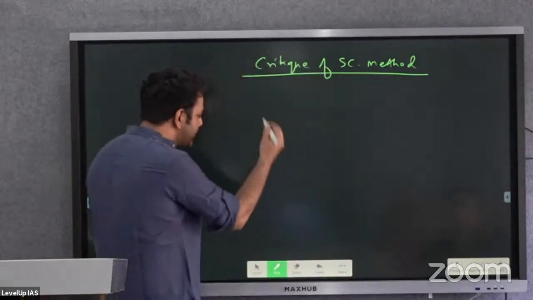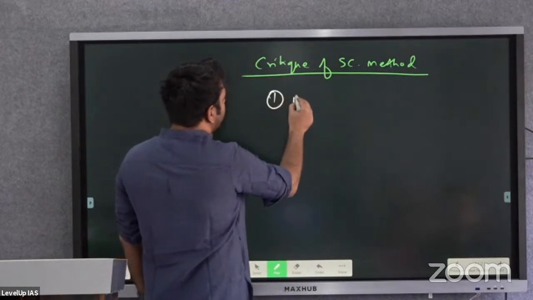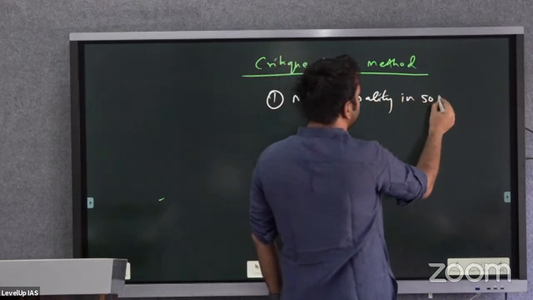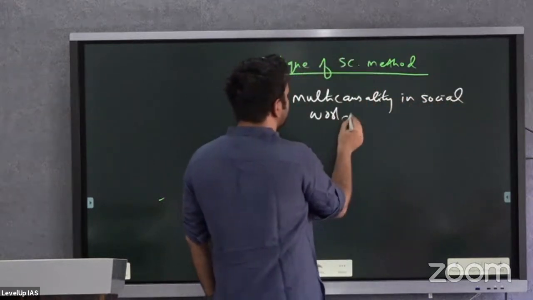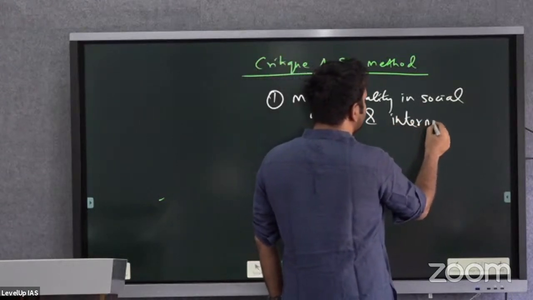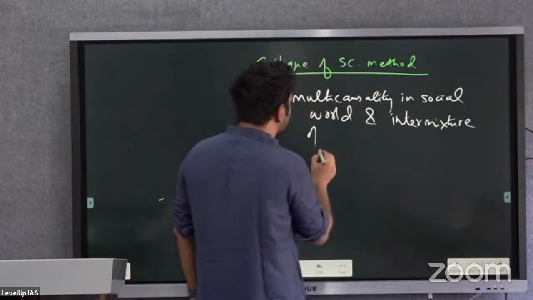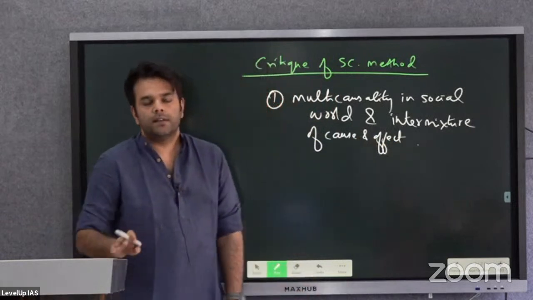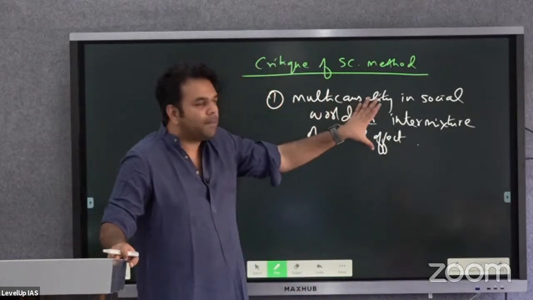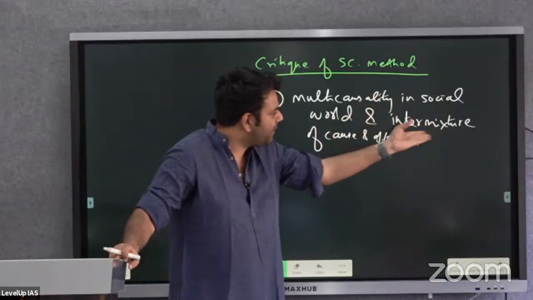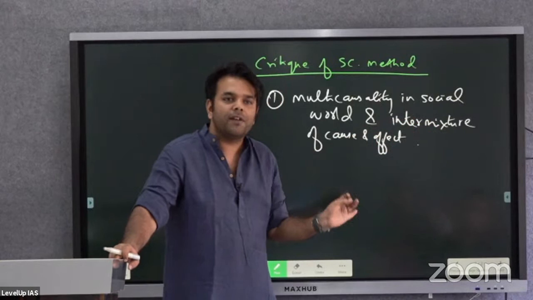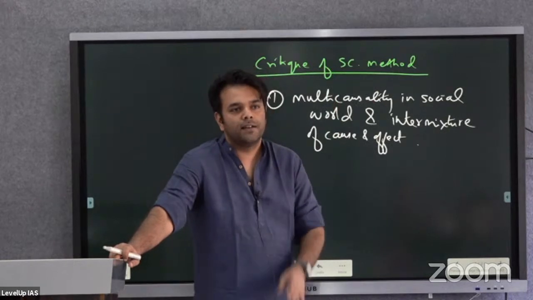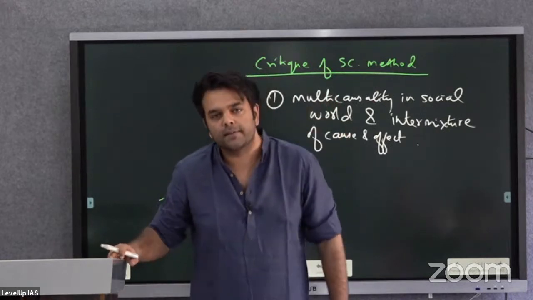Okay. So first critique is of course multi-causality in social world and intermixture of cause and effect. Since in the social world we have multiple causes behind a phenomenon and there is intermixture also between cause and effect, we can never use scientific method because scientific method runs on objectivity, empiricism, monocausal explanation, all those things. Okay.